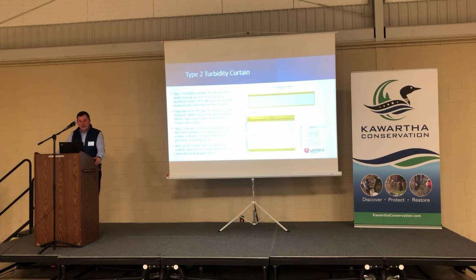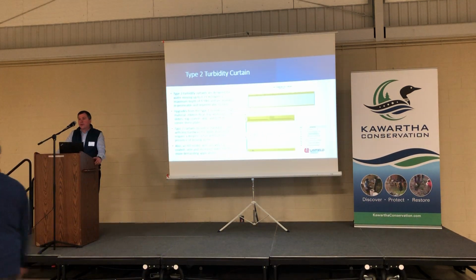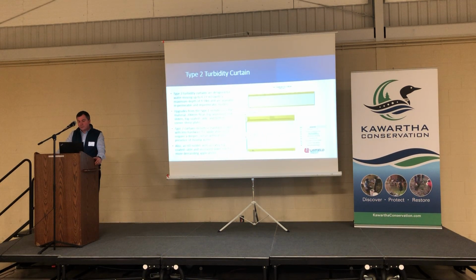Thank you. So the Type 2 turbidity curtain is probably one of the more common barriers that we see being used in these types of applications. Good for flows up to 0.7 meters per second, and depths up to 9 meters are possible with this curtain. And the Type 2 curtain has a heavy duty fabric, using a 22-ounce PVC material.